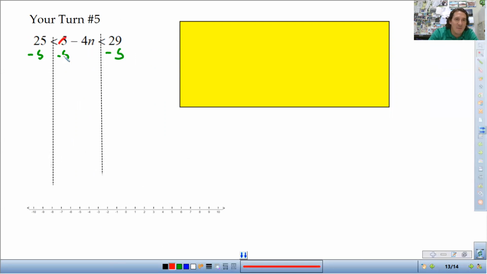So the positive 5 minus 5 cancel out. All I have in the middle, the minus stays with the 4. So it's minus 4n in the middle. So 29 minus 5 is 24. 25 minus 5 is 20.